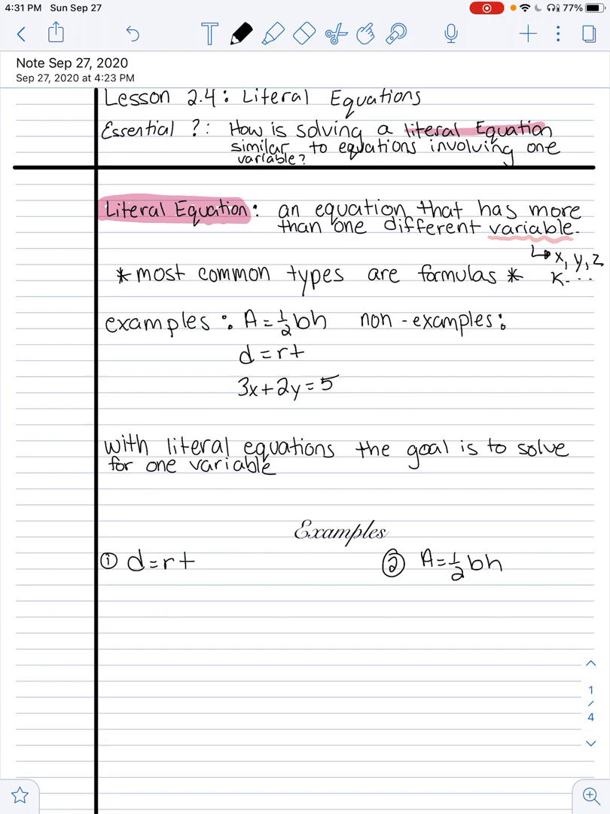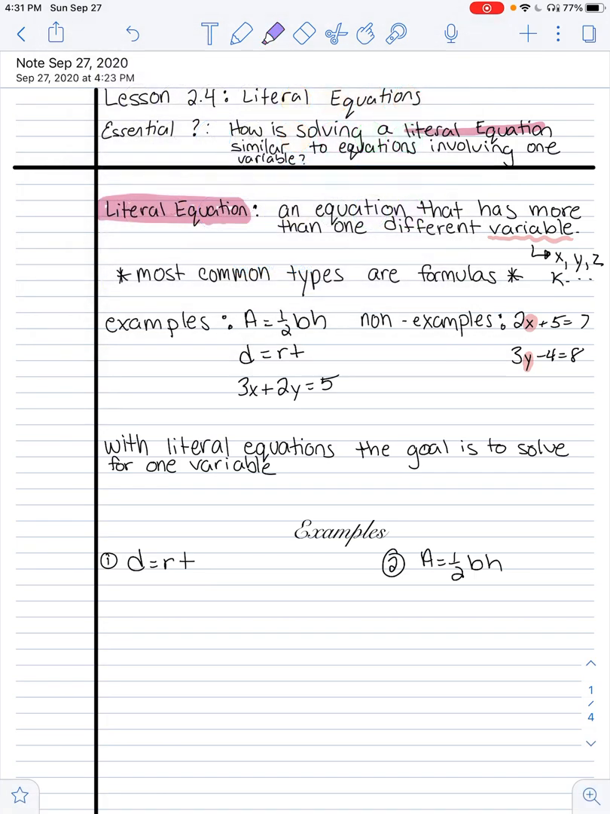So some non-examples of literal equations, equations that aren't literal equations, would be like 2x plus 5 equals 7. This is not a literal equation because we only have one letter in here. Another is 3y minus 4 equals 8. Again, this is not a literal equation because we have only one letter.